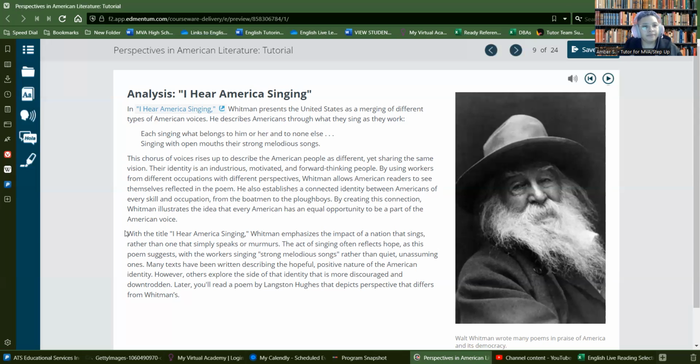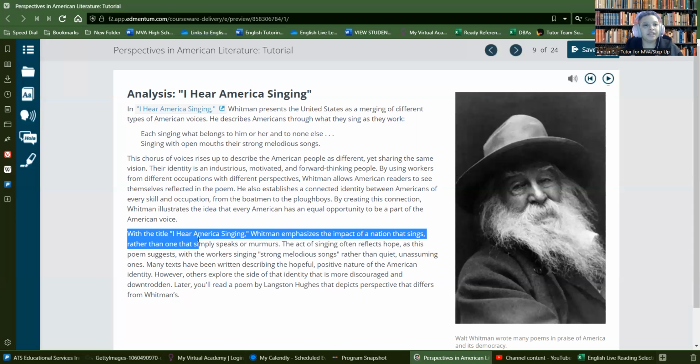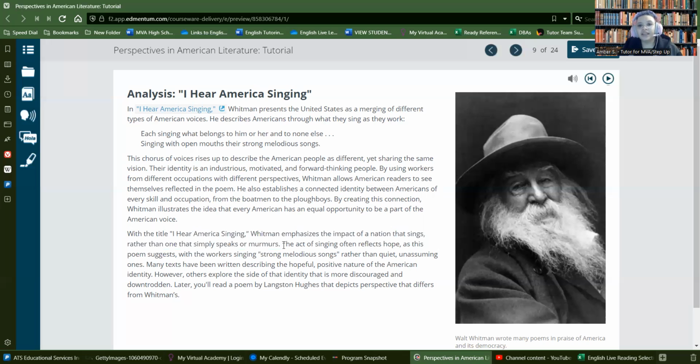And then down here, it says, with the title, "I Hear America Singing," Whitman emphasizes the impact, that means the importance, of a nation that sings rather than one that simply speaks or murmurs. So when you're speaking, you're talking regularly, like I am. And when you murmur, you're kind of murmuring quietly, right? But he talks about singing. People enjoy singing. It's a positive thing.